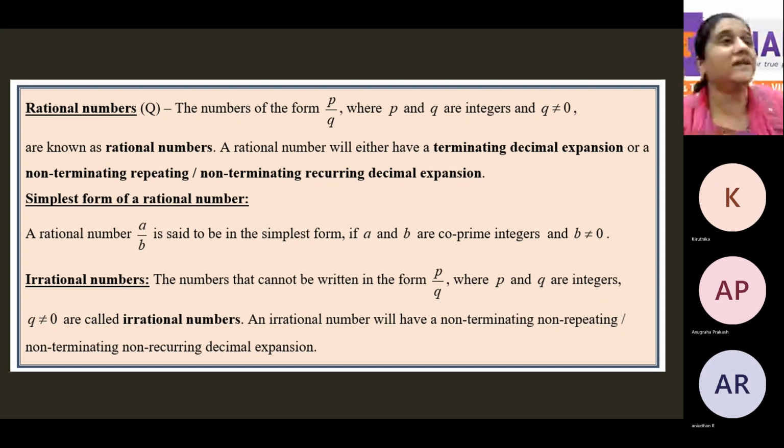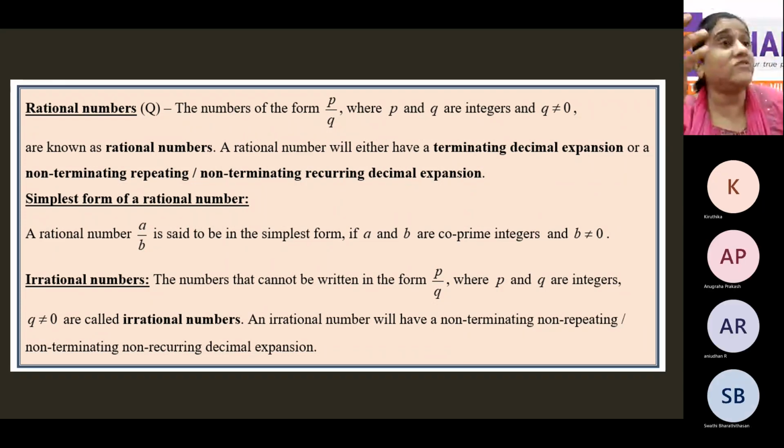Now the numerator integer can be 0, but the denominator integer should not be 0, because division by 0 is not defined. What is 5 by 0? Let's divide 5 by 0.